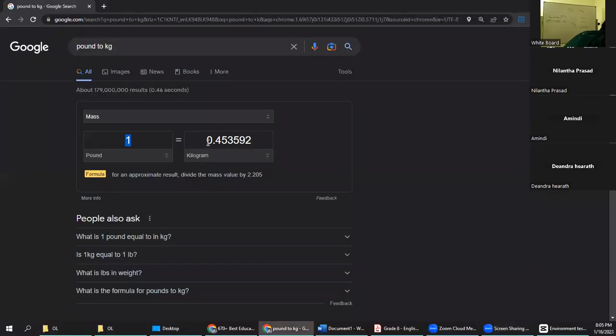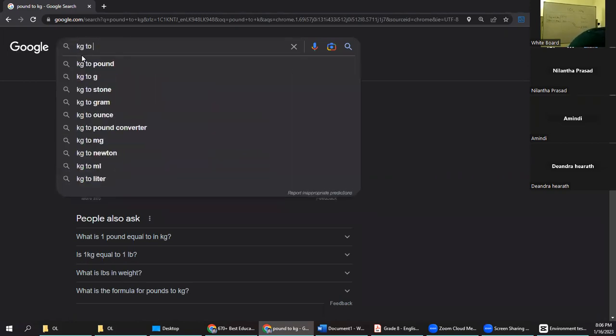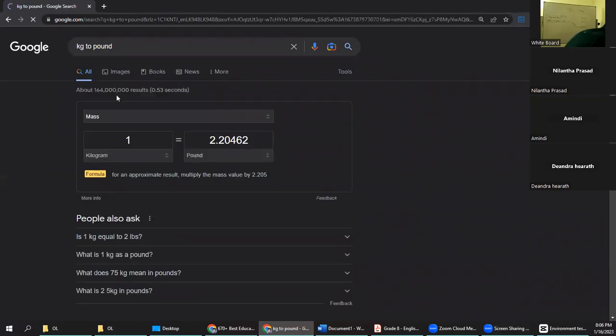I hope you can see, 1 pound is going to be 0.45 kilograms. Then 1 kilogram is going to be, let's check it out. So this is pound to kg, kg to pound. 1 kilogram is going to be 2.2 pounds. So that's why I multiply it by this.